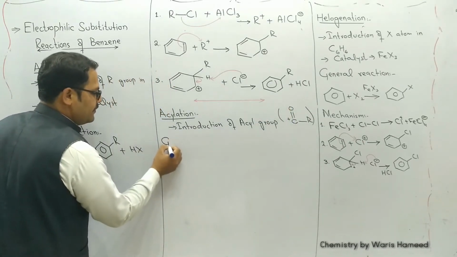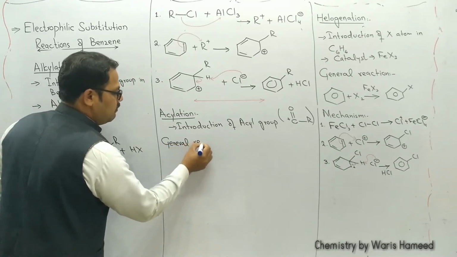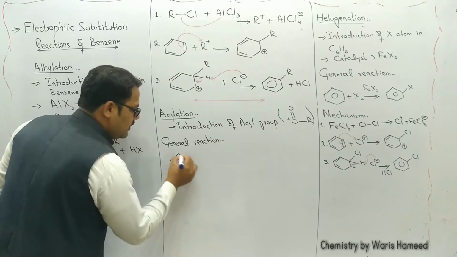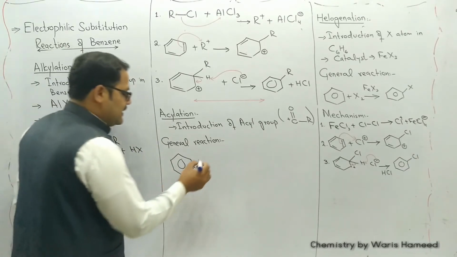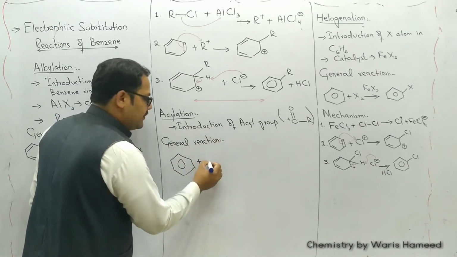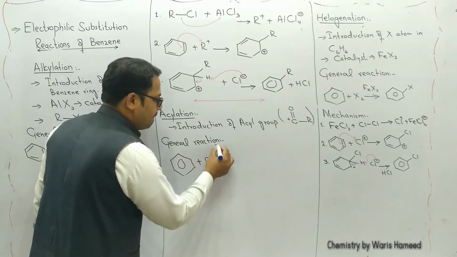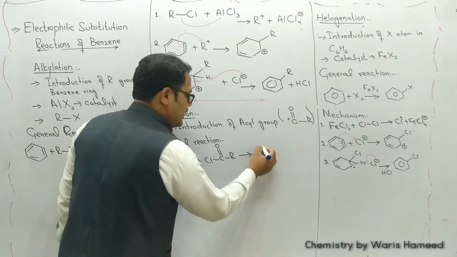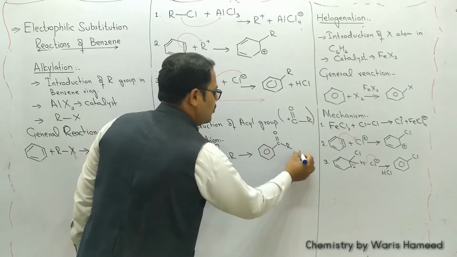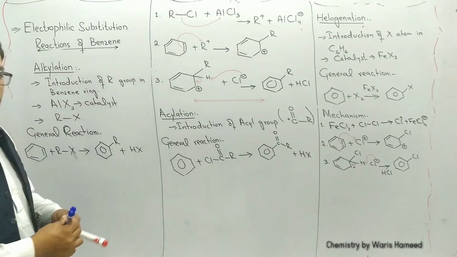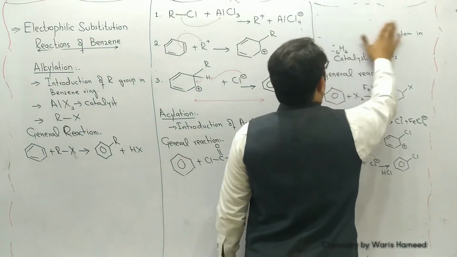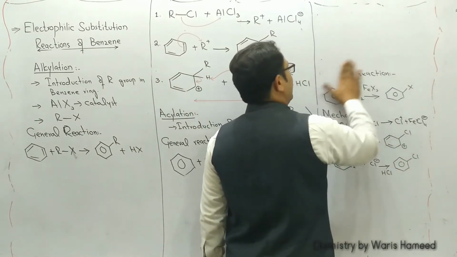In the general reaction, the benzene ring is added in the mixture with acyl halide or acid halide, and it forms acyl benzene with the removal of hydrogen halide. Now going toward its mechanism, again it will follow those three steps that were explained in the general mechanism.